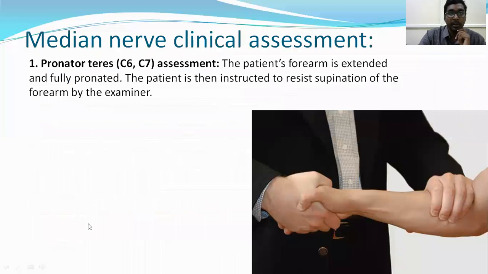So median nerve assessment. The median nerve supplies the pronator teres muscle, which is the chief pronator of the forearm. So how would you examine? The forearm is flexed and fully pronated, and the examiner will do the supination of the hand, which should be resisted by the patient. And you have to keep your other hand on the pronator muscle and observe for its contraction.